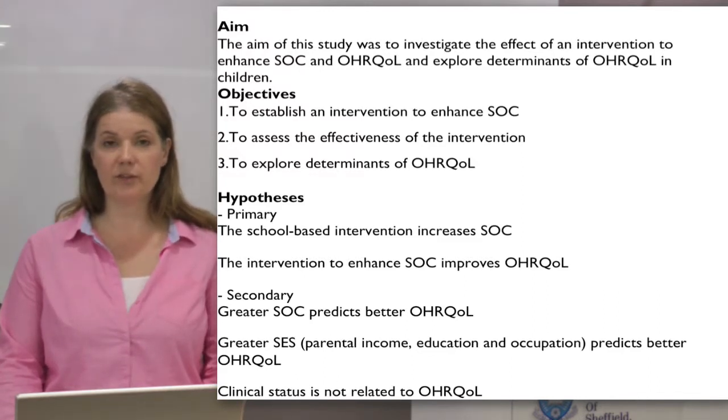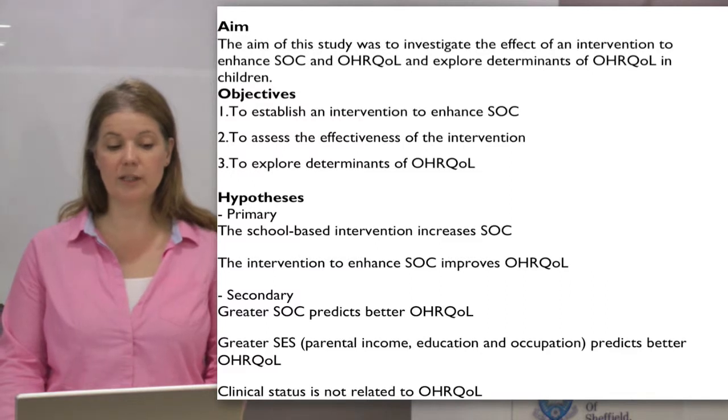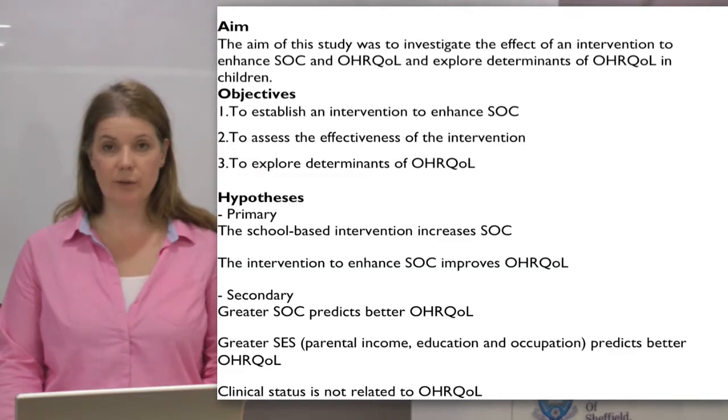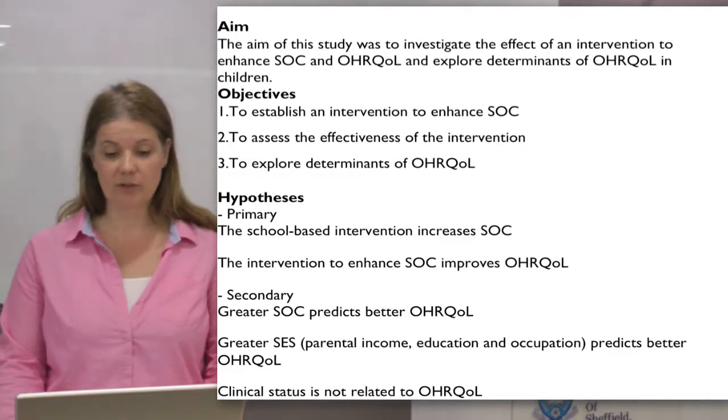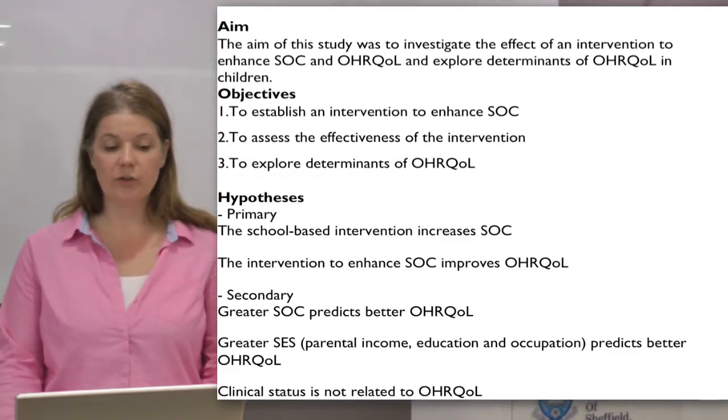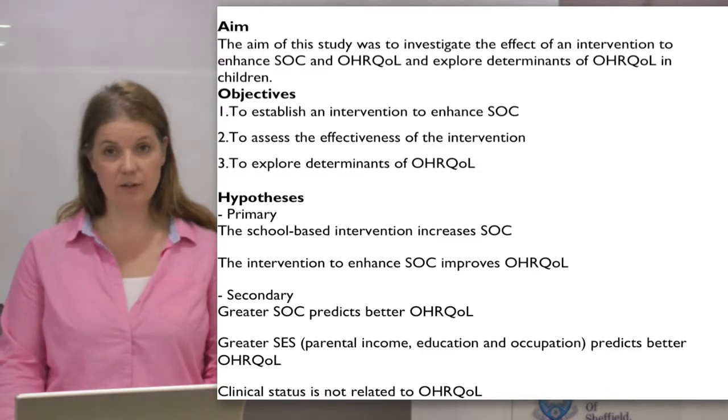So this was a previous study that I conducted with Peter Robinson here in the school and one of our PhD students, Aura One Namontri. So this was the whole aim of her PhD, and she had three very specific objectives. One was to establish an intervention to enhance sense of coherence. Two was to assess the effectiveness of that intervention. And three was to explore determinants of oral health quality of life.